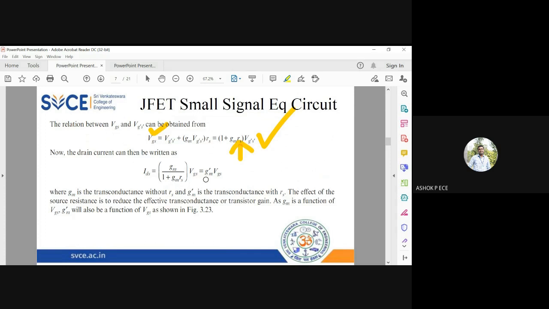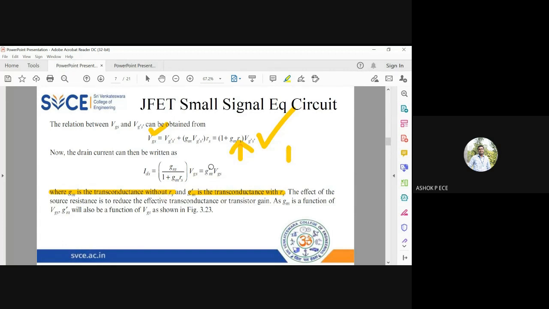Or you know that 1 plus GM into Rs is VGS by VG'S'. So I can write it as GM into VGS by VG'S'. So if you simplify, I'm writing GM' into VGS. GM is the transconductance without Rs, and GM' is the transconductance with Rs. If you include Rs, you have to put a dash. If you don't include Rs, it will be plain.